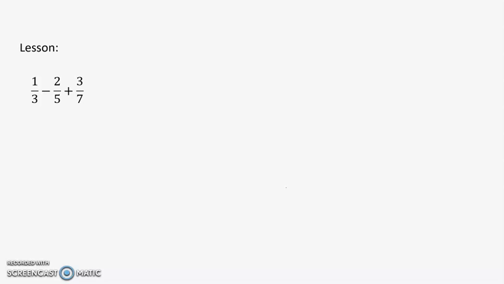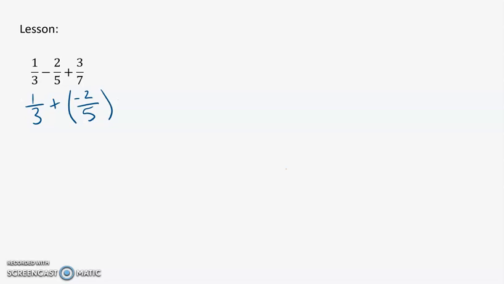All right, here's our problem for today. We have 1/3 minus 2/5 plus 3/7. And the first thing that we need to do is rewrite this problem. So instead it'll look like 1/3 plus negative 2/5 plus 3/7. Now that we've done that, we know that this 2/5 is a negative 2/5, and that's just going to make things easier later on.